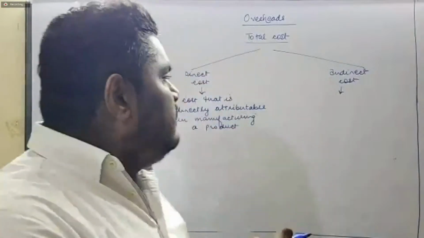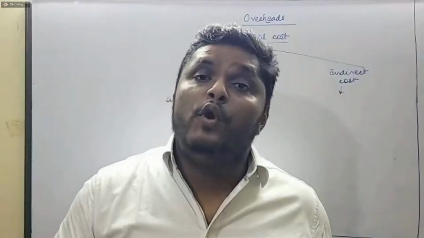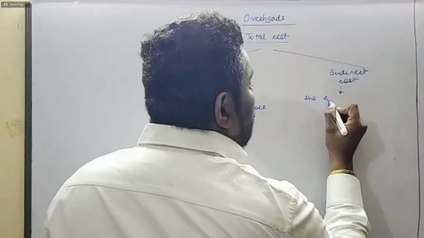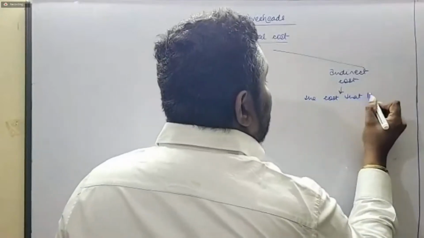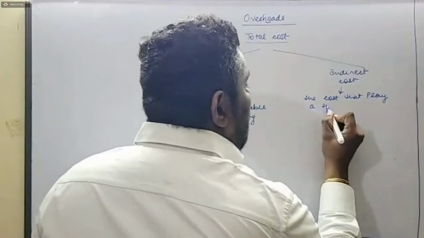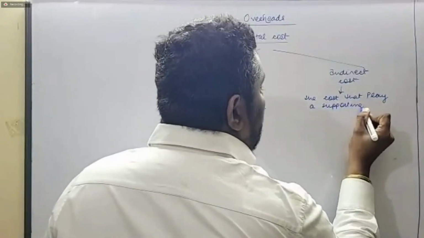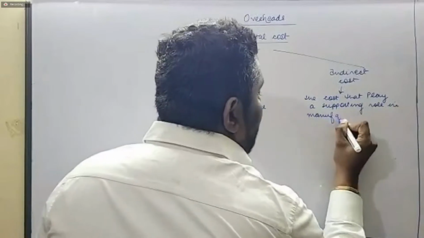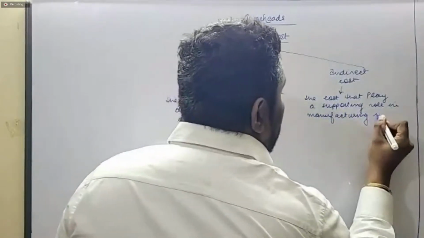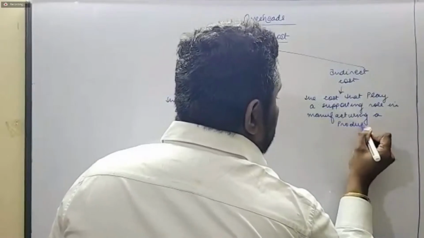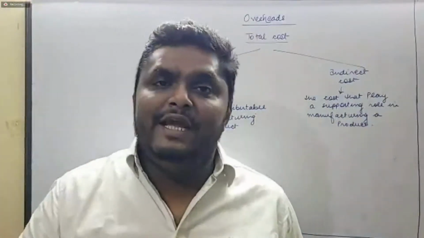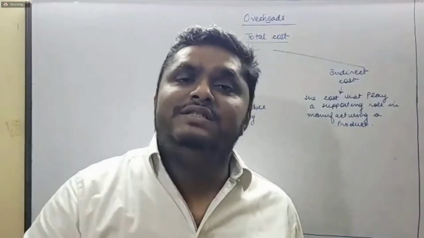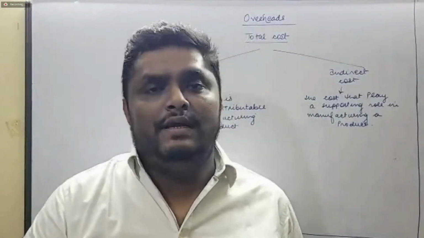the cost that plays a supporting role in manufacturing a product is indirect cost. What is indirect cost? The cost that plays a supporting role in manufacturing a product is indirect cost. I repeat again, what is direct cost? The cost that is directly attributable in manufacturing a product is direct cost, and the cost that plays a supporting role in manufacturing a product is indirect cost.